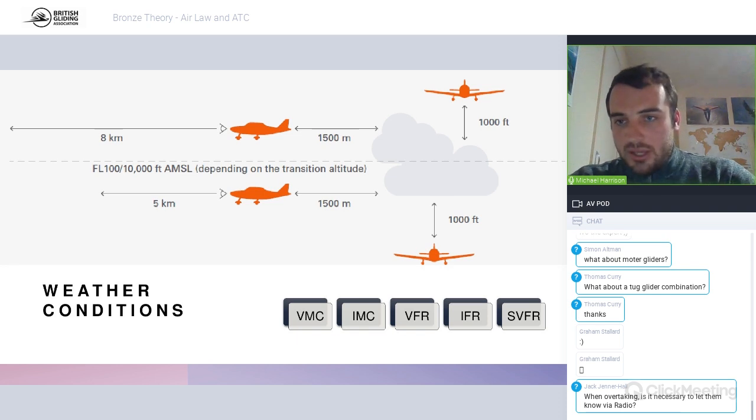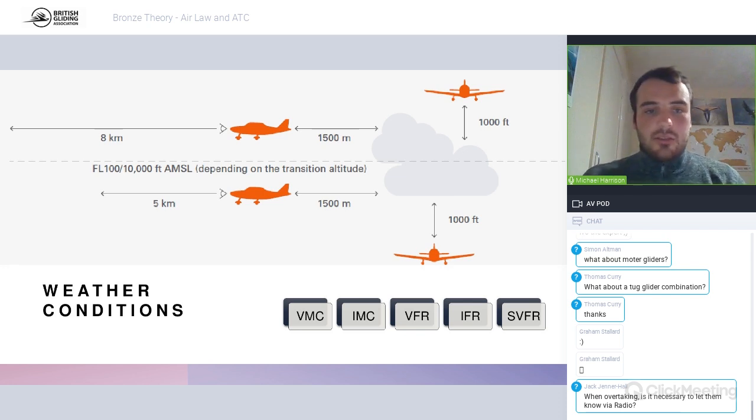Sorry, I just saw a question about overtaking: is it necessary to let them know via the radio? No, it's not necessary to let them know via the radio, but if you are on the same frequency as them, it might be nice to let them know. But that's kind of a nice to have rather than a legal requirement.